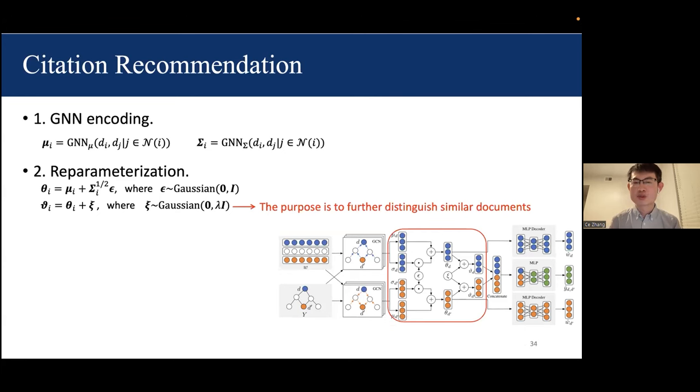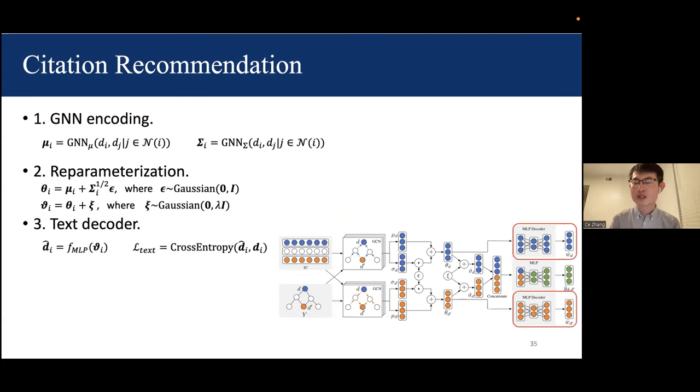The next step is to do reparameterization. So mu is the mean, and then we randomly sample a variable from Gaussian and multiply it with covariance. The result theta here is the result from our reparameterization. But we further add one more variable here, epsilon. The purpose of this epsilon is to distinguish similar documents. So this is a random variable, so after adding this epsilon, similar documents should also have a little bit different embeddings.